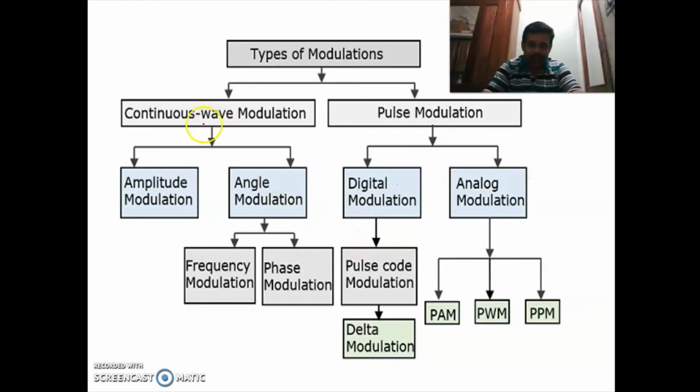Continuous wave modulation is classified into amplitude modulation and angle modulation. Angle modulation is again divided into frequency modulation and phase modulation. Digital modulation has pulse code modulation, and under it there is delta modulation. Analog pulse modulation is divided into three types: pulse amplitude modulation, pulse width modulation and pulse position modulation.